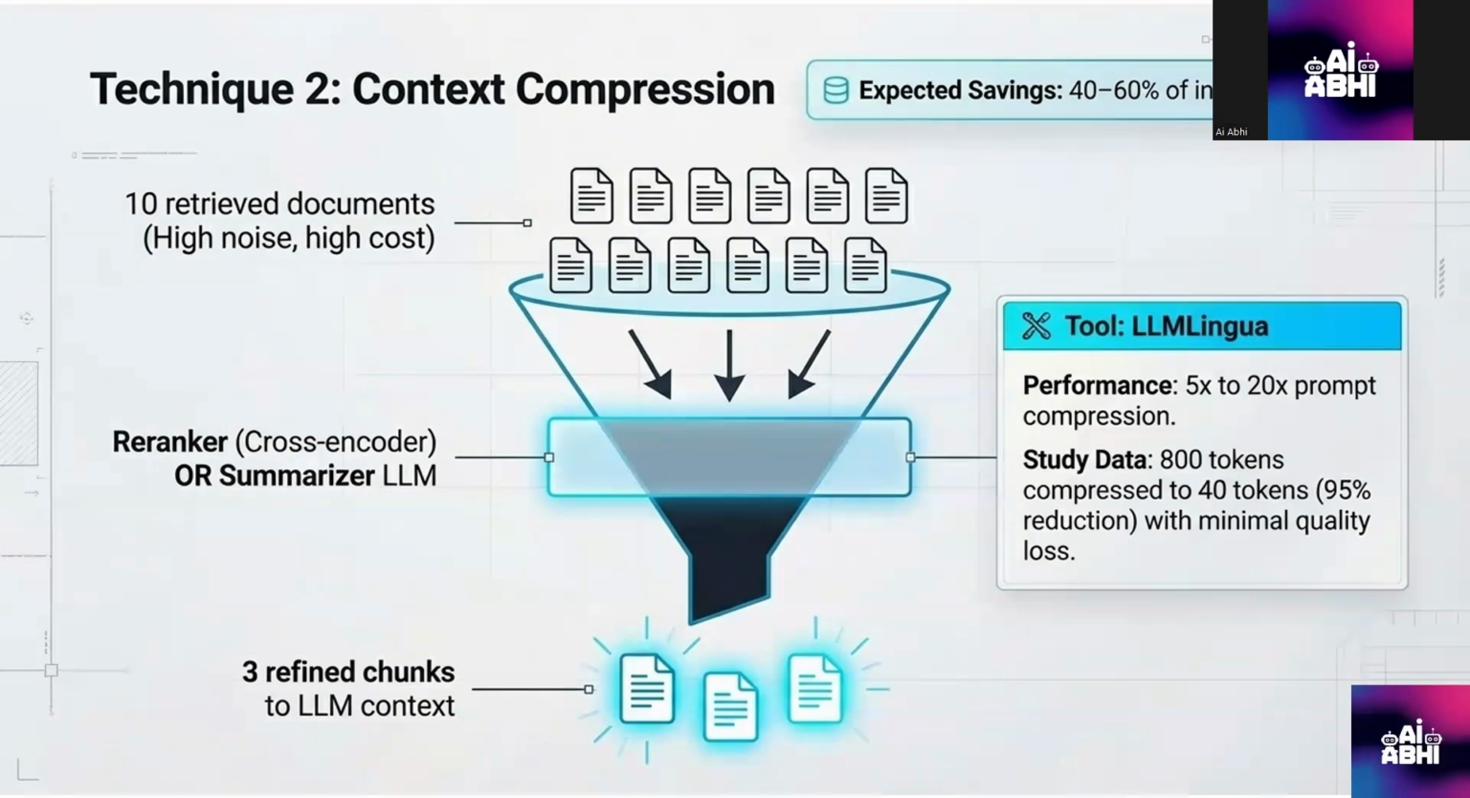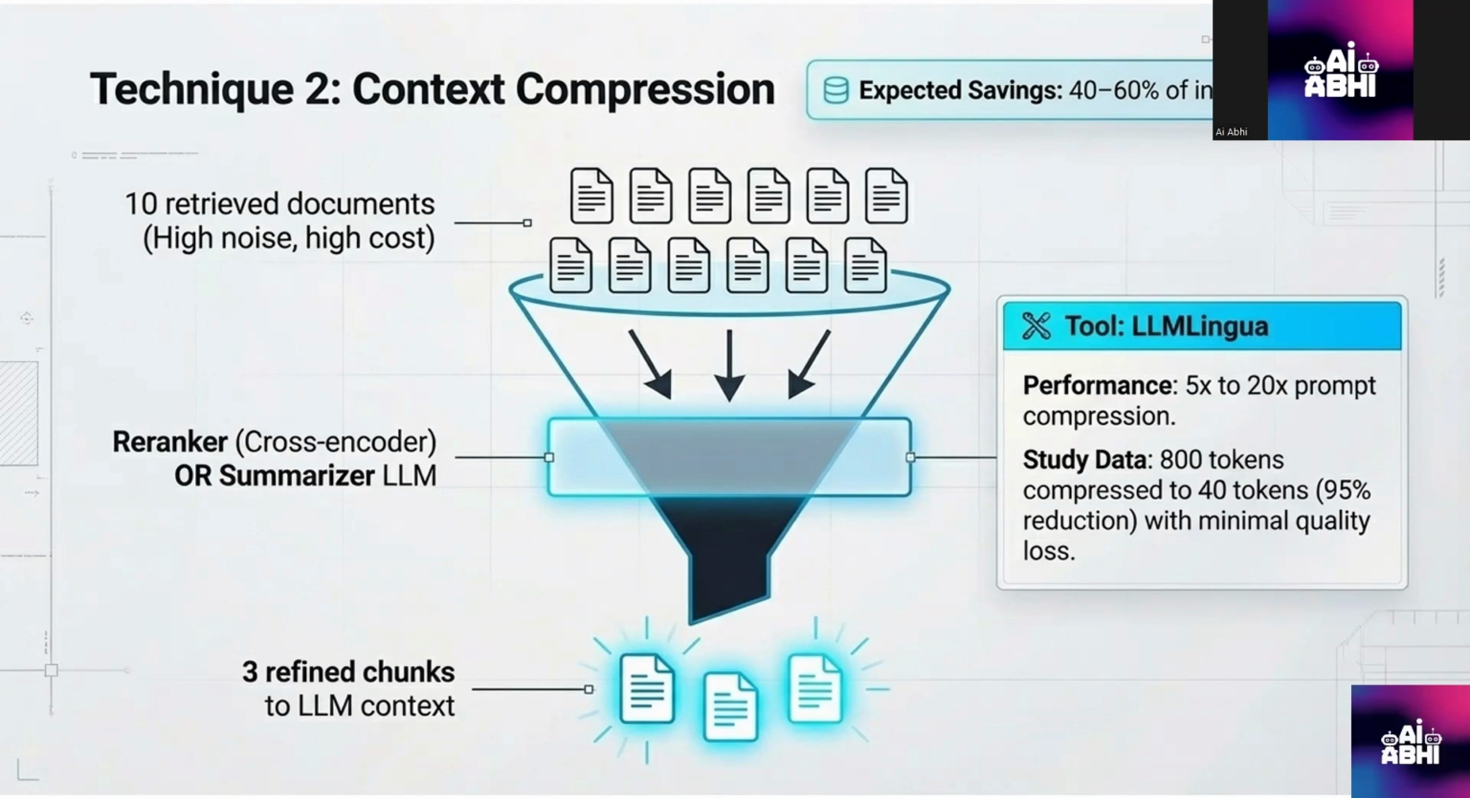Context compression fixes this. There are two approaches. The first is retrieval reduction. Instead of retrieving the top k chunks and sending all of them, we retrieve more candidates, say top 20, and use a re-ranker to select the 3 truly relevant ones.